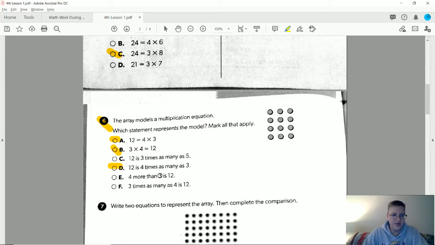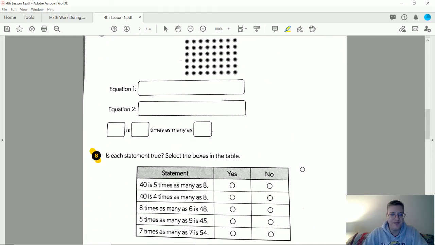4 more than 3, so that would be 4 plus 3 is 12. That is not correct. 3 times as many as 4 is 12. That is correct. So we should have letter A, letter B, letter D, and letter F for that.